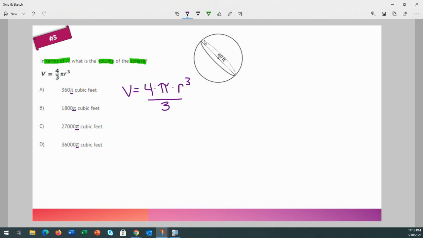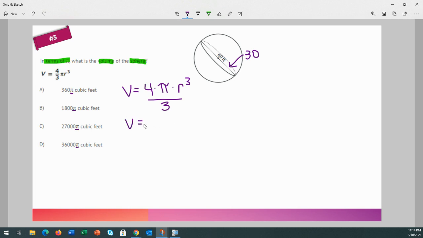Well, they didn't give us the radius, but they did give us the diameter, right? They gave us the whole way across. No big deal. I just need to divide that in half because each side, this is a radius and this is a radius. Well, half of 60 is 30. So that's the number I need. The radius is 30. Okay, let's fill it out.